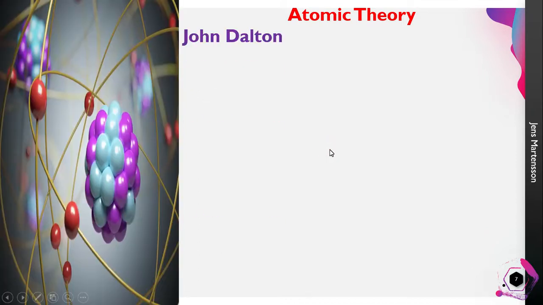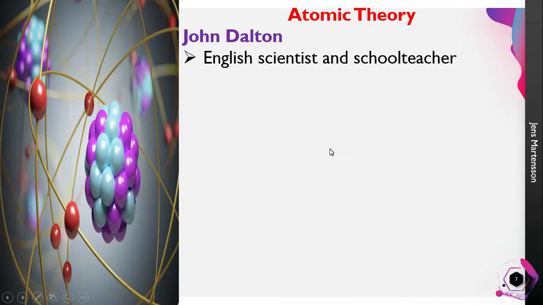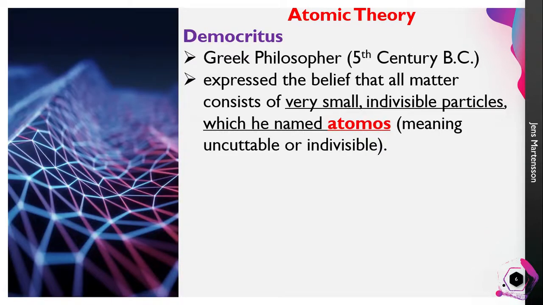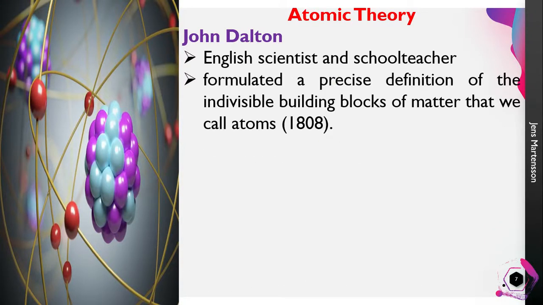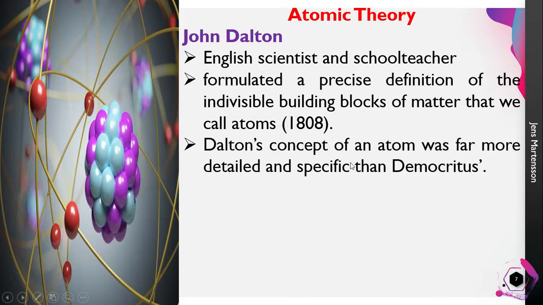Then we have John Dalton, an English scientist and school teacher. He formulated a very precise definition of the indivisible building blocks of matter that we call atoms. Dalton's concept of an atom was far more detailed and specific compared to Democritus. That is why our definition today about the atom is based on the definition given by John Dalton.